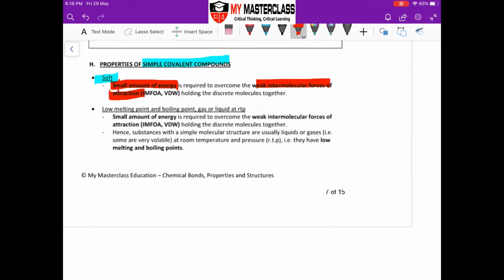So this also corresponds to a low melting point and low boiling point. Why? Because again, a small amount of energy is needed. So they have low melting point, low boiling point, right? And this also means that they are usually liquids and gases at room temperature and pressure.